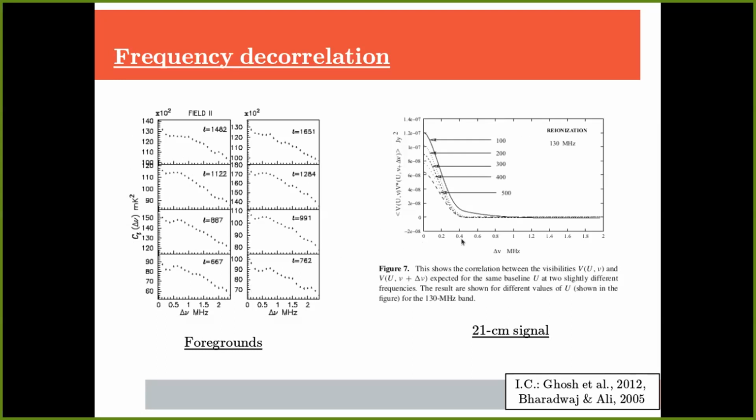Now this shows the same C_L(delta nu) for reionization, for the signal at 130 megahertz. These are different values of u. So one value of u will correspond to an L of this into 2 pi, so around 600, suppose. Here it is in Jansky square. However, here it is in millikelvin square. So the correspondence is roughly a factor of 10.